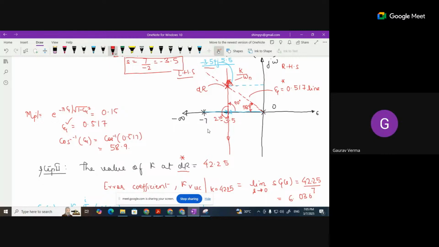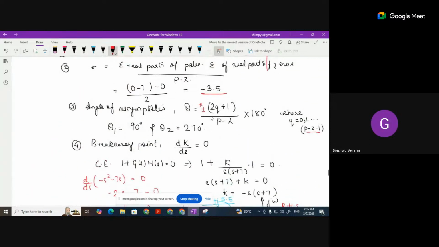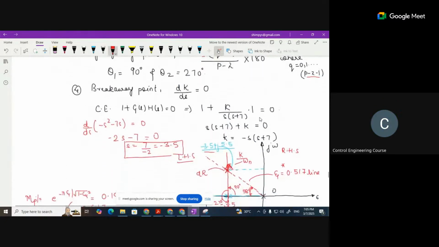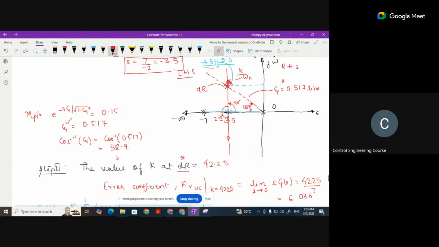Ma'am, one question. We are given the peak overshoot value, like 15%, right? Yes, we have been given. So from that peak overshoot value, we have to find out the value of zeta, right? And then we will find out the value of omega n, and theta. Theta we have drawn: cos inverse of zeta is equal to theta. Then what have we done?